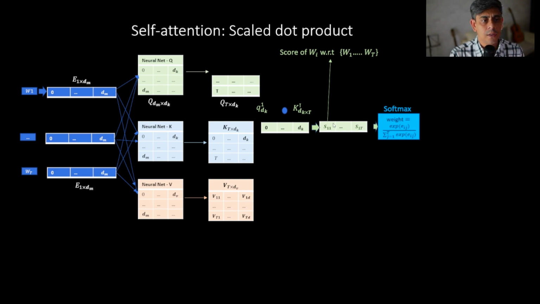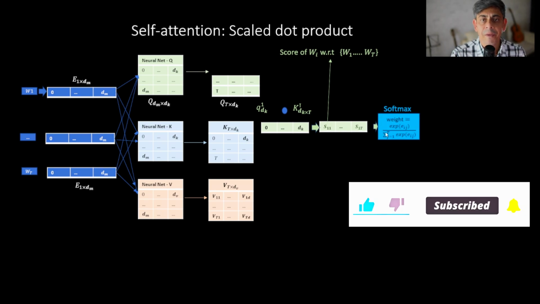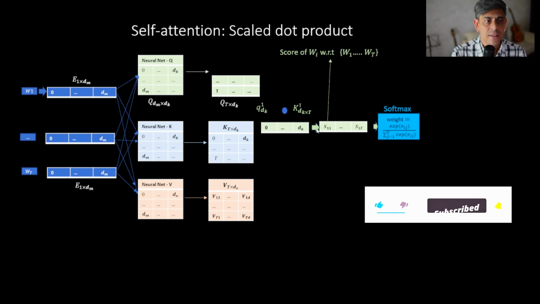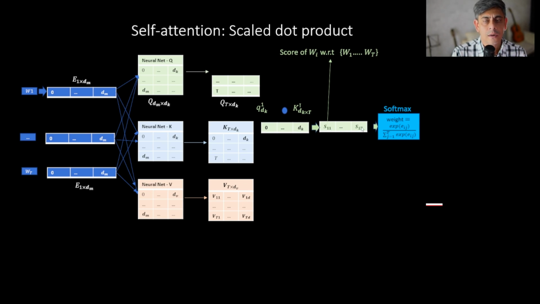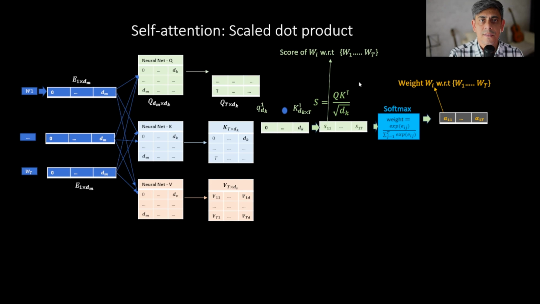Moving forward, this will now go through a softmax layer so that the scores are converted into weights, and that is our alpha weight. That's the target: our attention score is converted into an attention weight. The weight will have a similar meaning: for the i-th word, what is the weight with respect to all other words.